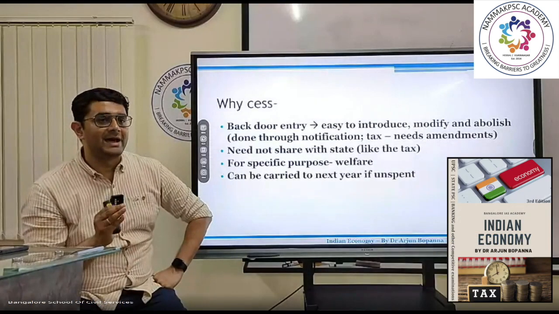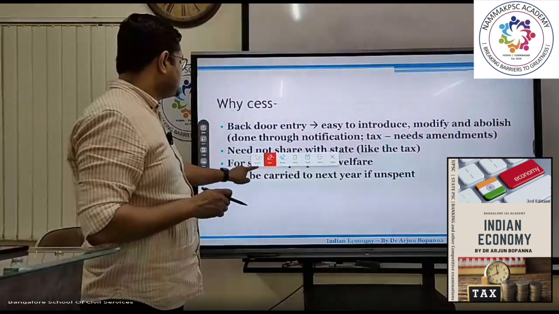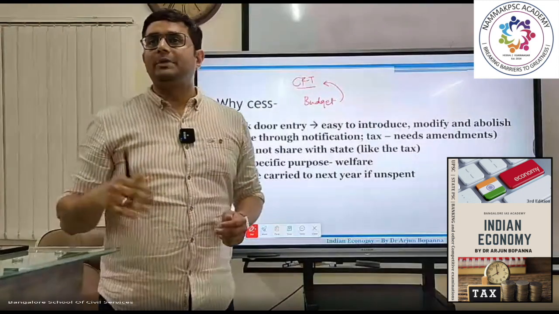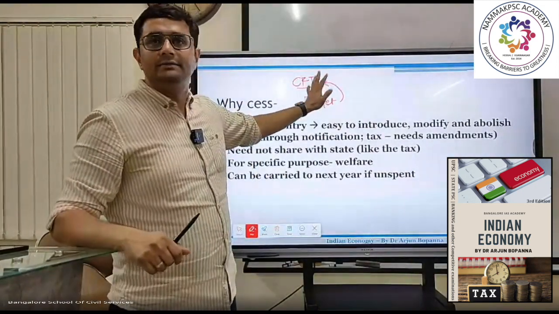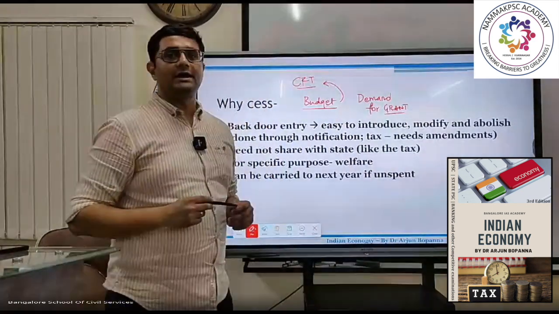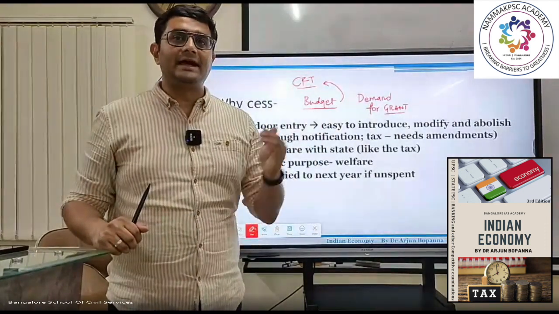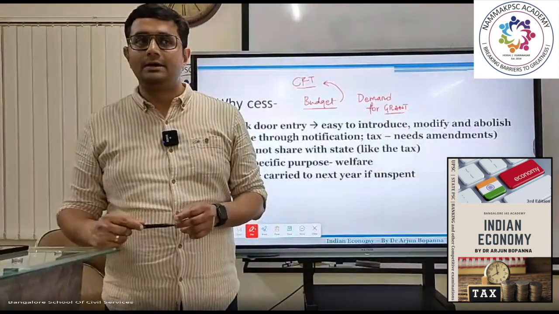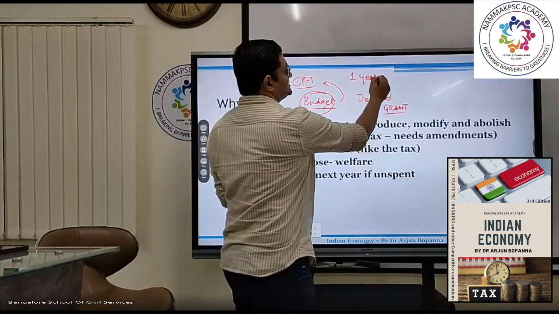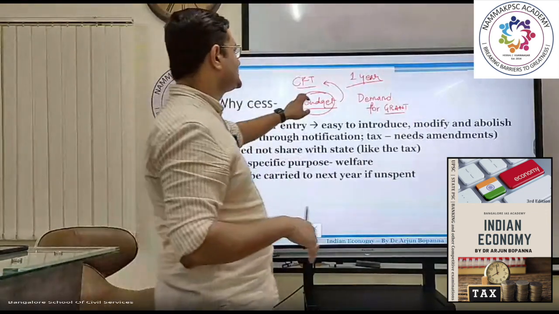Cess is non-lapsable. So what happens is, whenever money is sanctioned in the Consolidated Fund of India, the budget approves what money has to be used from the Consolidated Fund of India. What is the budget? Budget is nothing but demand for grants. Meaning, the government is asking money from the parliament, saying I need this much money for these purposes. That is approved in the budget, but the budget validity is only one financial year. If the money is not used in that financial year, the money goes back to the Consolidated Fund of India.